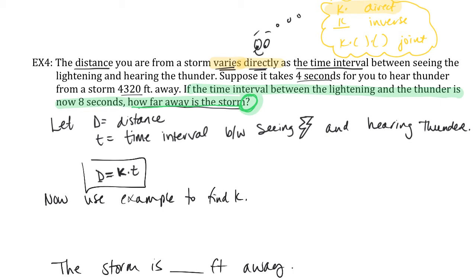Okay, so first we're going to try and find k. Here's the example. 4 seconds, and we have a certain distance away. Okay, so plug those numbers in. Distance is 4,320. That's k times time, 4 seconds. Dividing both sides by 4, we get that k is equal to 1,080. Am I done? No, it's tempting to want it to be done, but I'm not. Now I have to actually solve the problem.